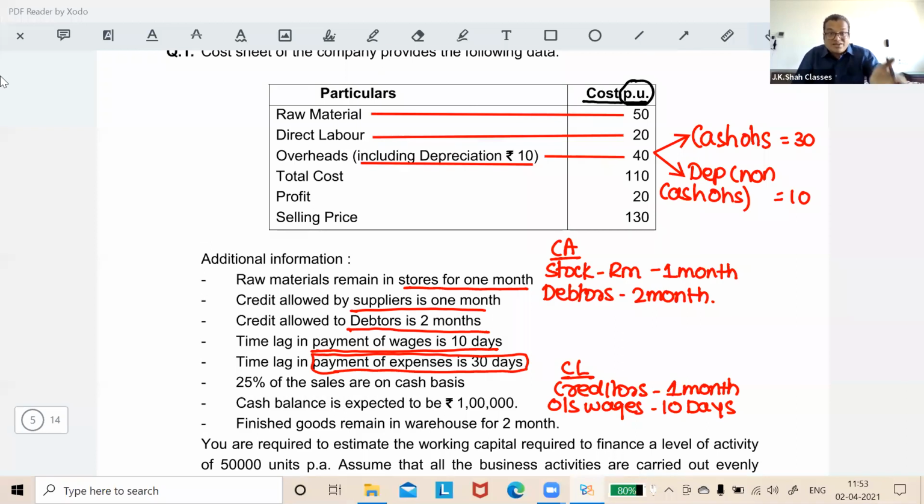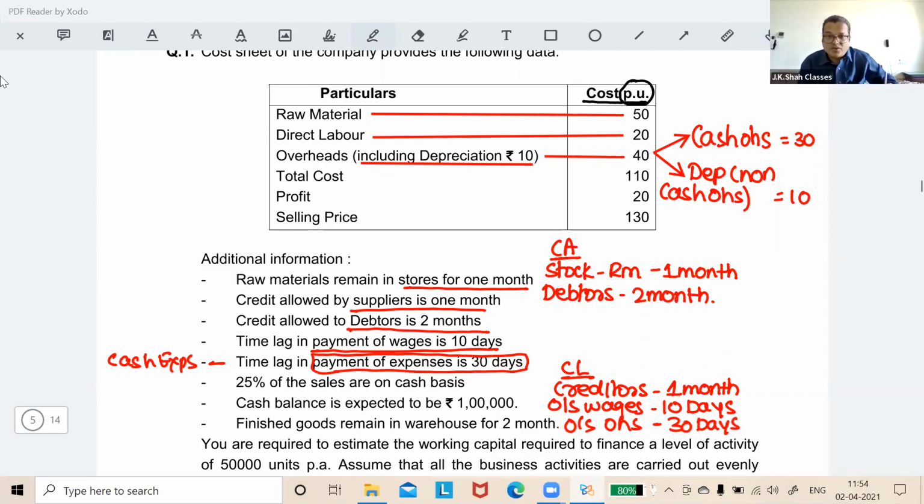So people are thinking, sir, you first tell the method. Forget my method. When I talk about outstanding expenses, they have to be which expenses? They have to be cash expenses. So just remember that. I'll write over here outstanding overheads.